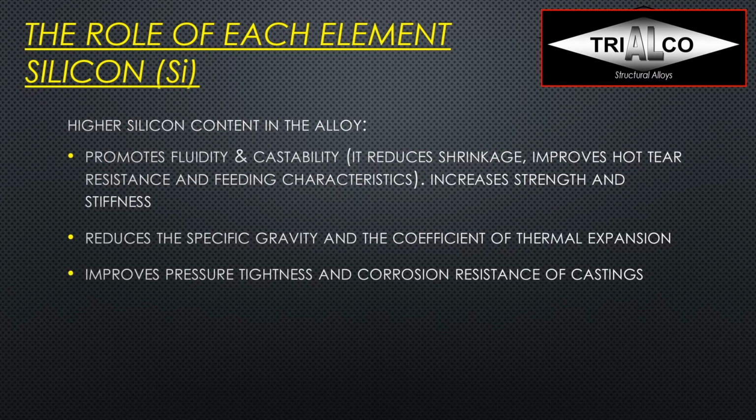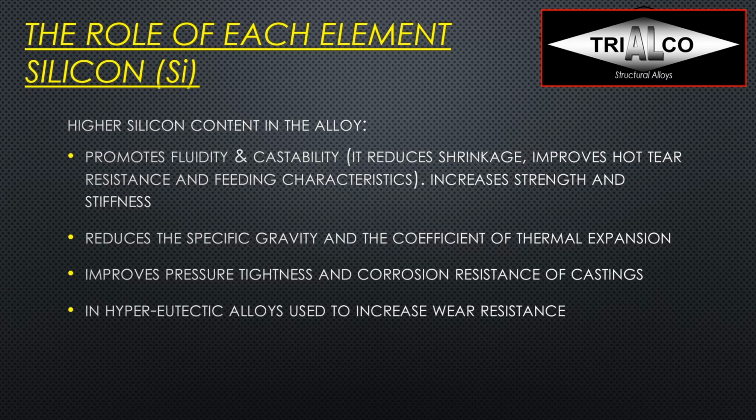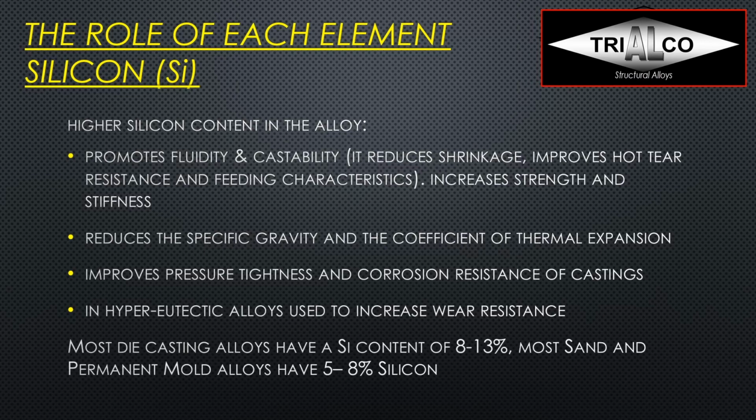It improves pressure tightness and corrosion resistance of castings, and in hypereutectic alloys, so above the 12.7% eutectic point, it is used to increase wear resistance. Most die casting alloys are usually in the 8 to 13% range, and most sand and permanent mold casting alloys are in the 5 to 8% silicon range.